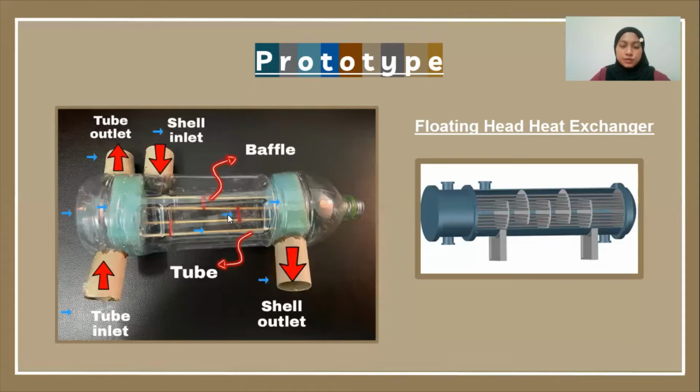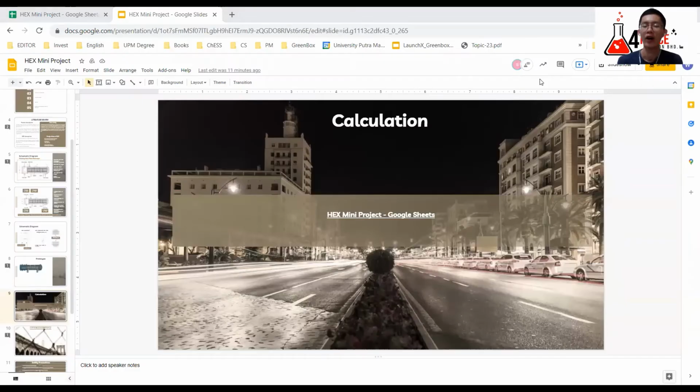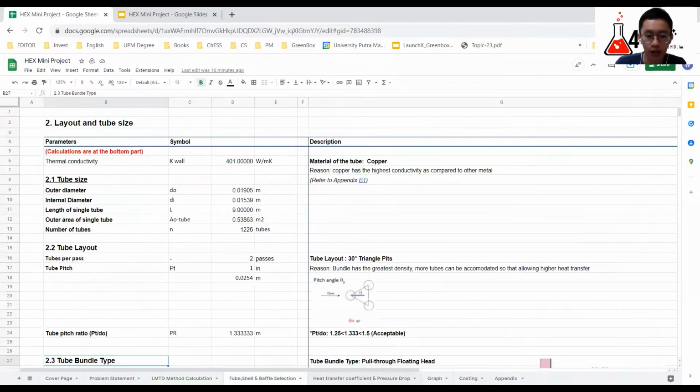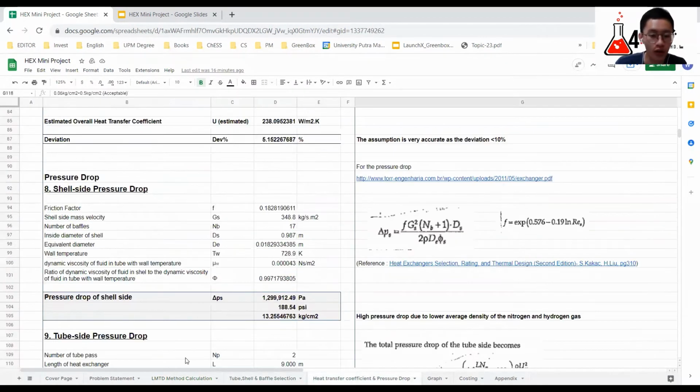Next, I pass to Zhong Han for the calculation part. All right, thank you Aisyah and Daniel for the introduction just now. Right now, let's have a look at the calculation part. Our calculation mainly divides into 3 parts. First is the MTD method. Second is the tube and shell baffle selection. Then the last is the heat transfer coefficient.